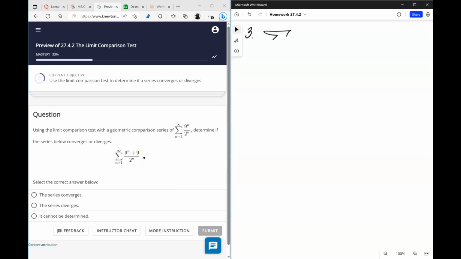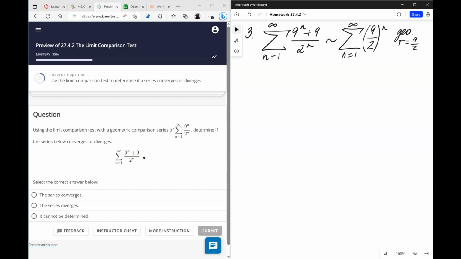So we're given the following series. We're comparing it against this series. This series is geometric. The common ratio is 9/2, which is greater than 1. So this series diverges. Therefore, this series diverges by the limit comparison test as soon as we prove this equivalence.